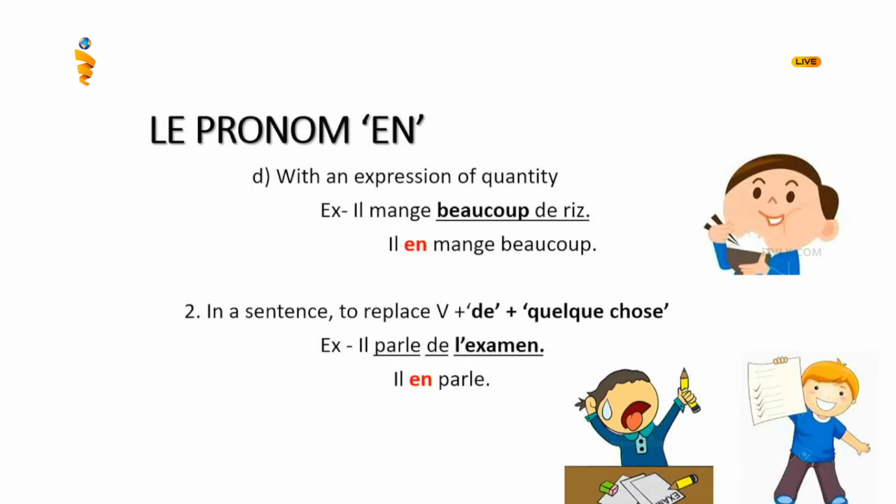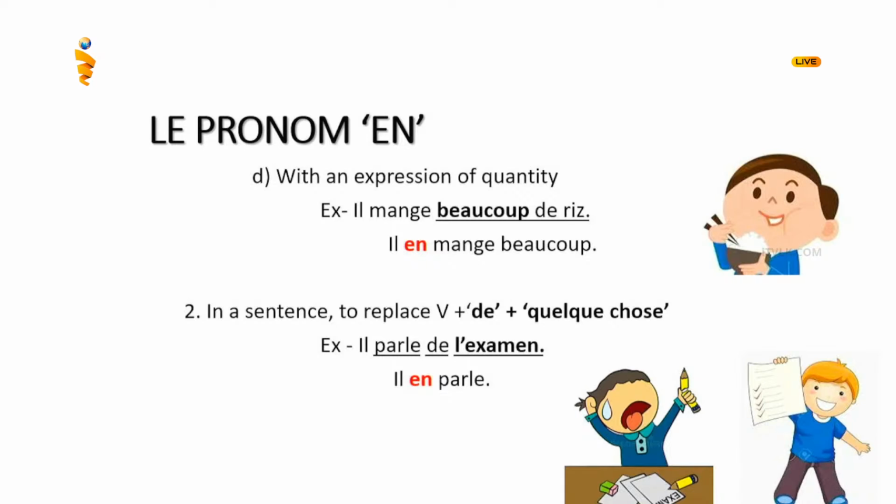Likewise, if you have an expression of quantity, there again you can replace that direct object by using the pronoun en. And here also, when you replace the direct object by using the pronoun en, you have to repeat the quantity. For example, il mange beaucoup de riz. Beaucoup de riz. So you can replace this direct object by using en. Il en mange beaucoup. I told you, after replacing the direct object by using en, you have to repeat the quantity. Here the quantity is beaucoup, so you have to repeat it. Il en mange beaucoup.